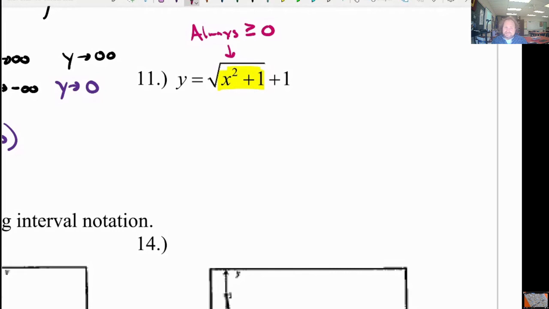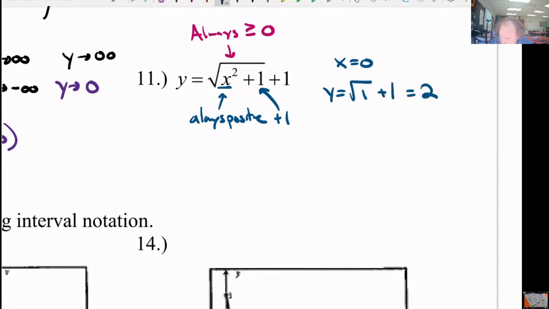And from there, actually, we can think about that even more. Not only is it always greater than or equal to 0, but look what's going on inside. X squared is always positive, and then you add 1 to it. So I think the smallest thing this function can ever be is 2, and I'll tell you why. When x is equal to 0, then y is going to be the square root of 1 plus 1, which is 2. That's the smallest that I think we can ever get out of this particular function. So when it comes to the range, I'm going to start with 2. That's the absolute left bound.